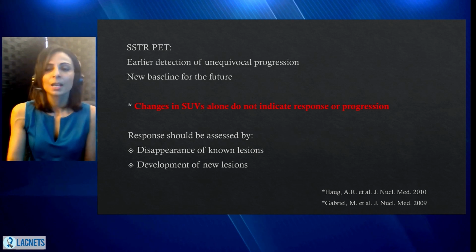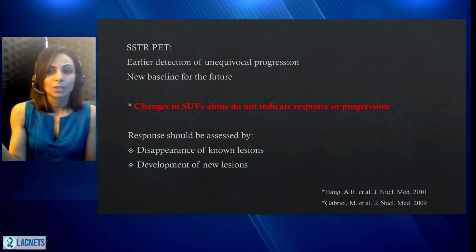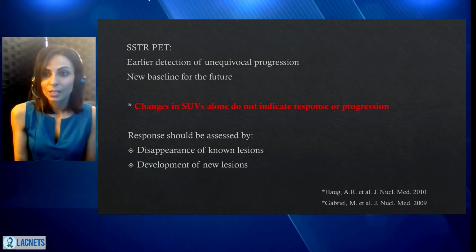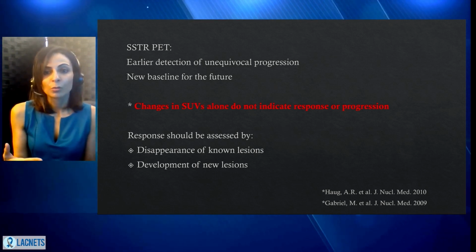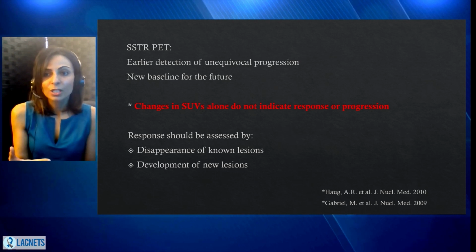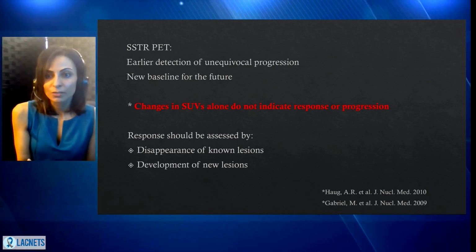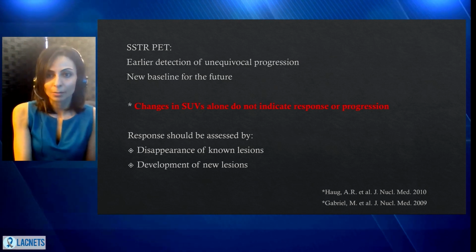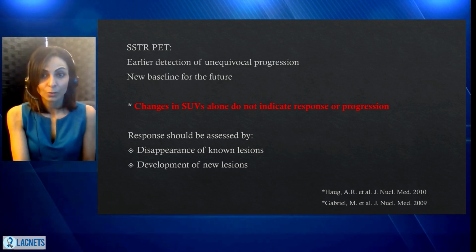So sometimes the uptake might go up even if the tumor is responding, and sometimes it might go down even if the tumor is not. So for example, when the tumor loses somatostatin receptor expression, then it might be more dedifferentiated and we'll see the uptake going down. So we should not rely only on the uptake levels. And I'm going to show examples of that as well.